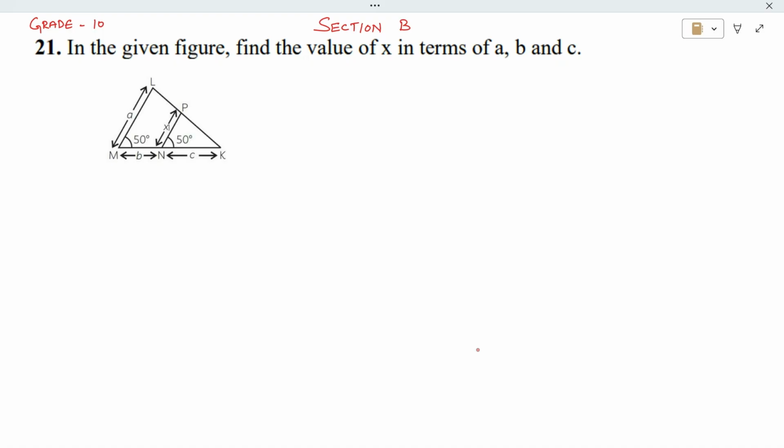In this video, we are going to discuss questions 21 to 25 from Section B, which carries 2 marks. Let us start with the 21st question.